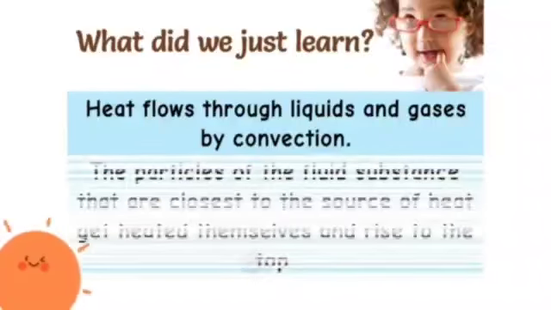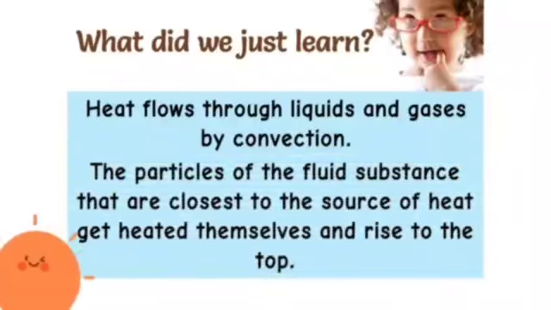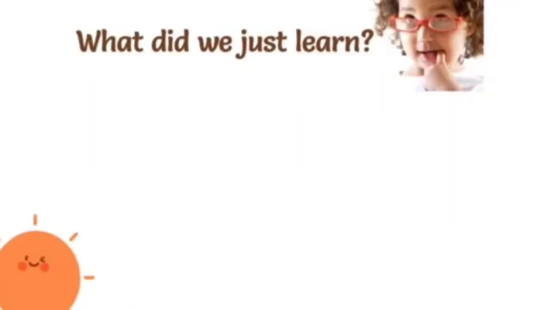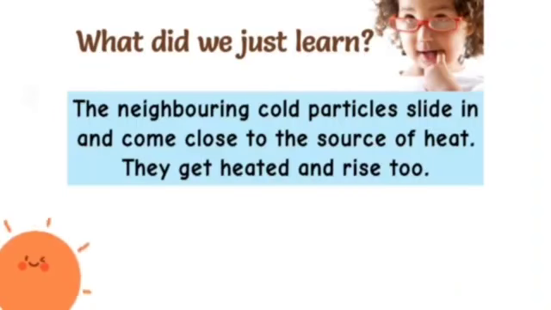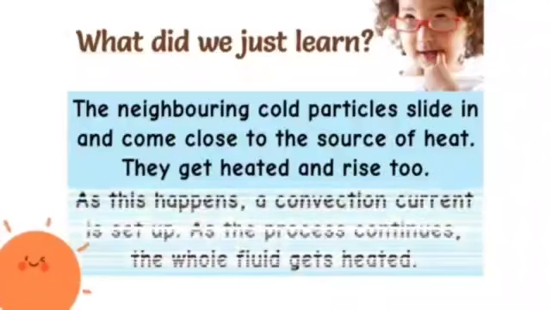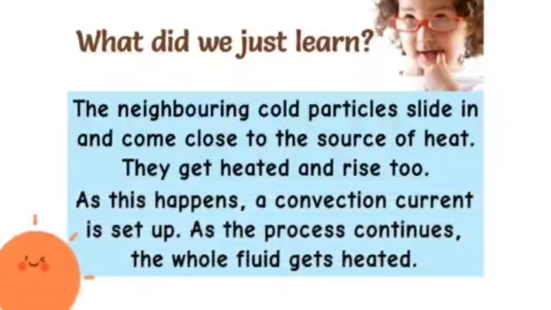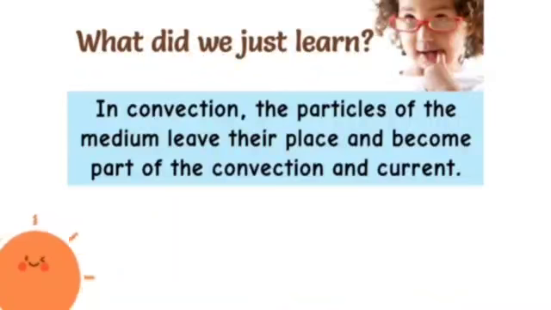The particles of the fluid that are closest to the source of heat get heated themselves and rise to the top. The neighboring cold particles slide in and come close to the source of heat. They get heated and rise too. As this happens, a convection current is set up. As the process continues, the whole fluid gets heated. In convection, the particles of the medium leave their place and become part of the convection current.